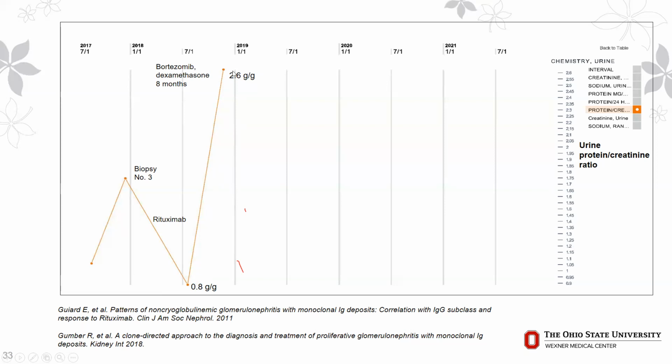Proteinuria went up to about 2.5 grams. This was towards the end of 2018. At that point, rituximab was discontinued and she was started on this regimen with an anti-plasma cell agent and dexamethasone. And this is a proteasome inhibitor, plasma cell inhibitor, which was continued for 8 months. So it was started around the end of 2018 and it was continued through 2019.